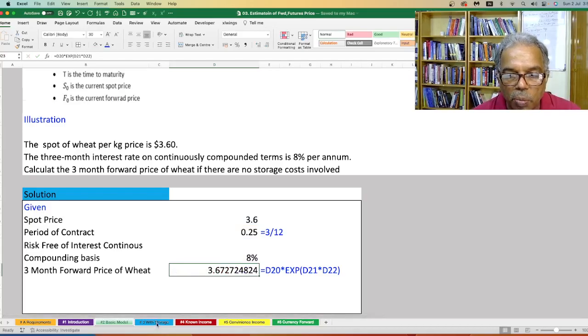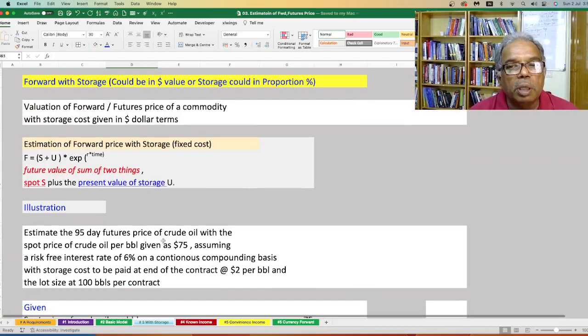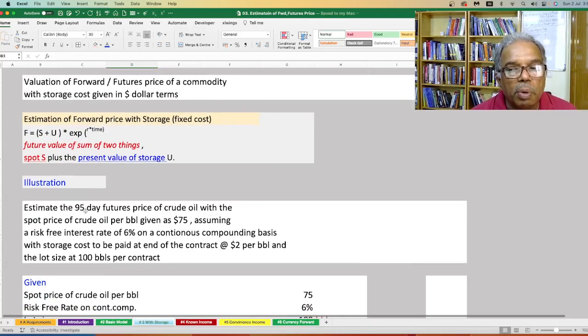Let's go into the next model, where we have storage. Again, the storage can be in the form of a dollar value or in the form of a percentage. When the storage is given in the form of a dollar value, it is paid during the course of the contract, or at the beginning of the contract, or at the end of the contract. The formula for calculating the forward or futures price is spot price plus the present value of storage, into exponential of risk free rate into time. Let's take an example for it.